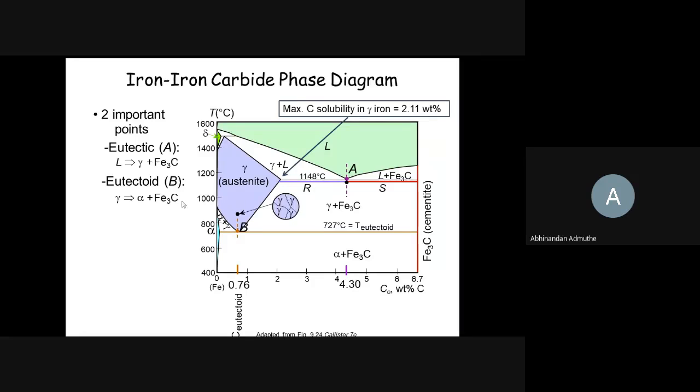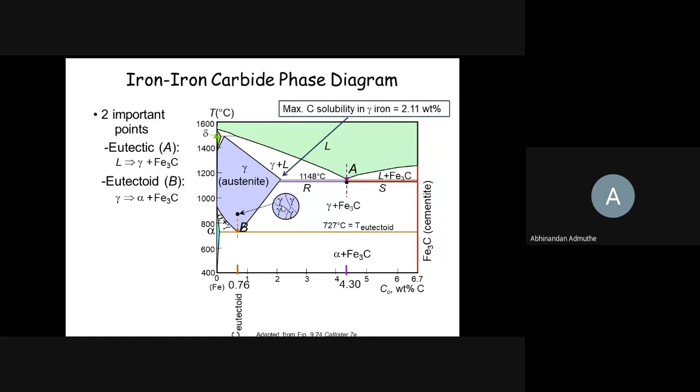As you can see here, initially we have only the austenite region. So obviously we have only one phase, austenite. As we know, austenite is an interstitial type solid solution. So it is a solid solution, and that's why it contains only one phase, that is austenite or gamma.